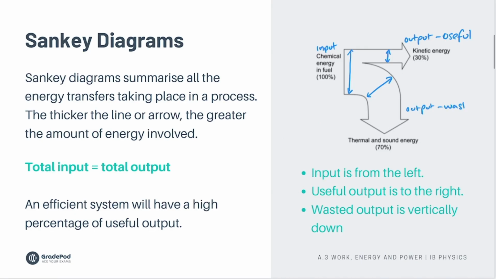So that's wasted energy. If we look at this Sankey diagram here, we have chemical energy that goes in, the useful energy output is kinetic energy, and the wasted energy is thermal and sound. I suggest that could be a car or a motor. You can look at a Sankey diagram and guess what the system is.